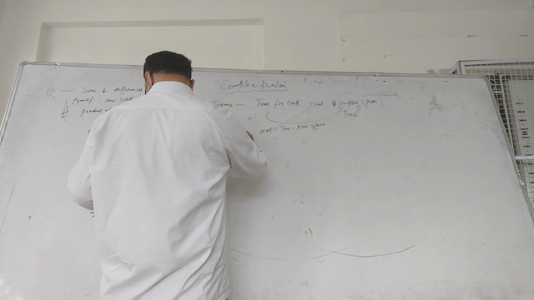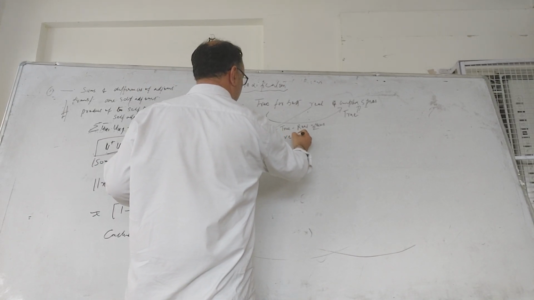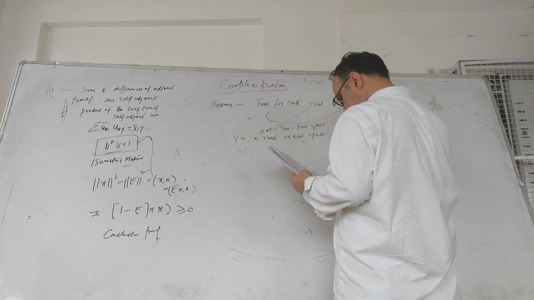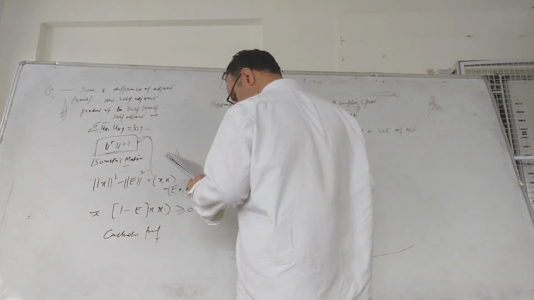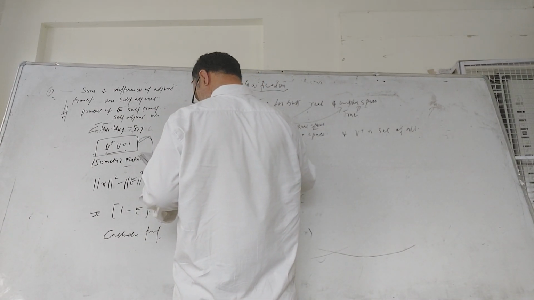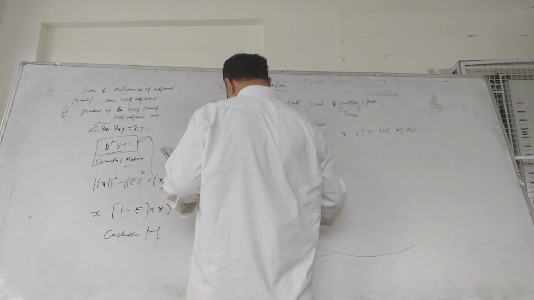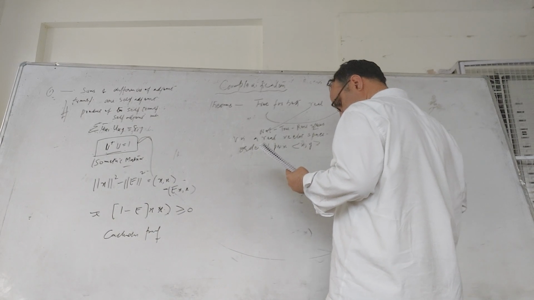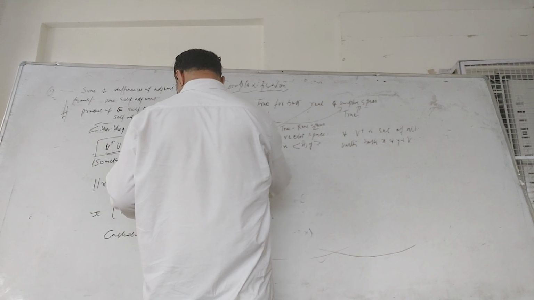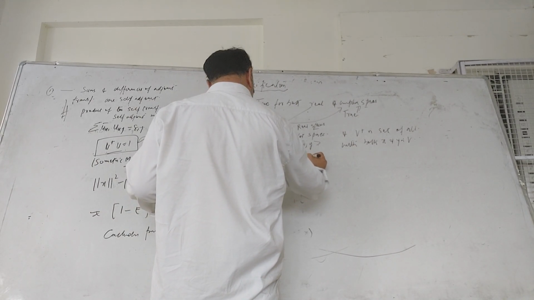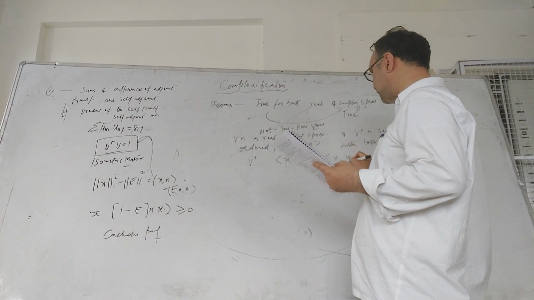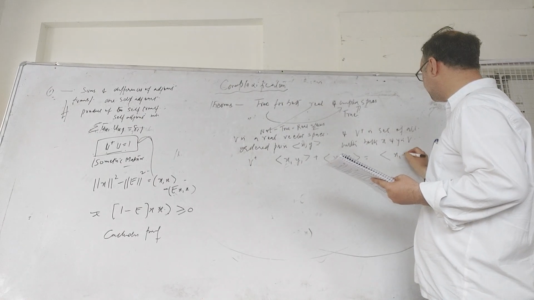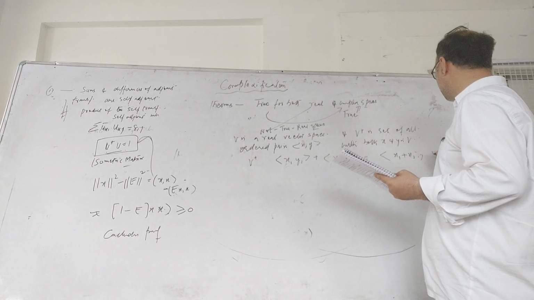So if V is a real vector space, and V plus is the set of all ordered pairs with both x and y in V. So we define the sum of two elements of V plus, x1 y1 and x2 y2, as x1 plus x2 and y1 plus y2.